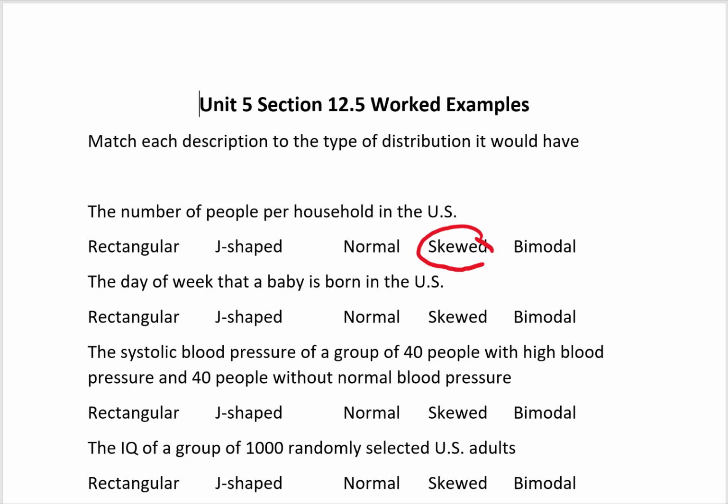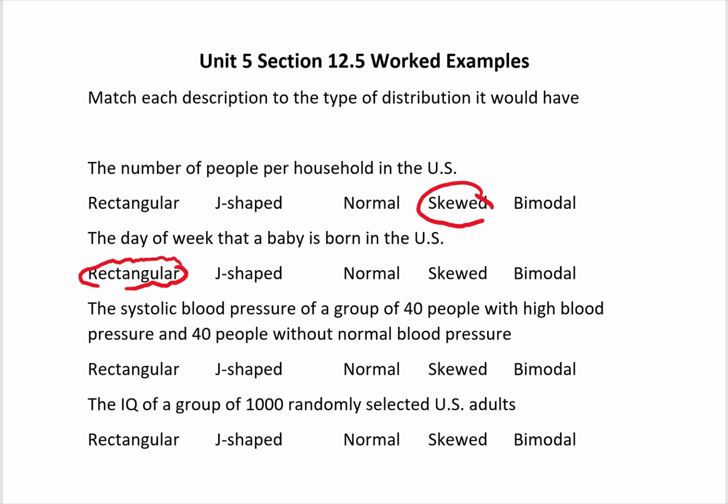There's no reason to believe one day is going to be higher than another, so we would think this would be a rectangular distribution. The systolic blood pressure of a group of 40 people with high blood pressure and 40 people with normal blood pressure. So we have one group with high blood pressure and one group with normal blood pressure, so this distribution we would expect to be bimodal.